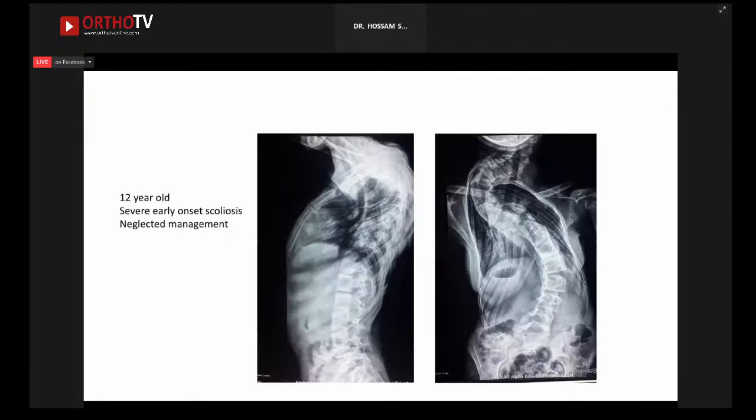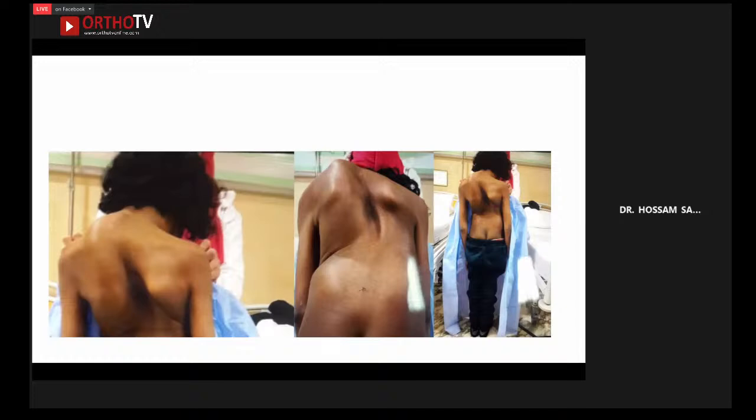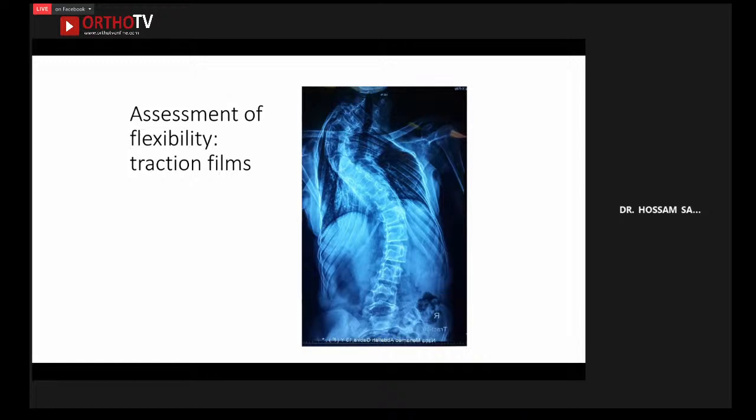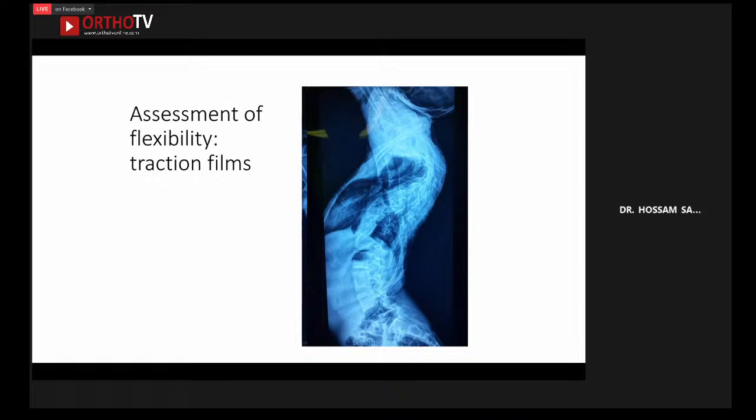This is a 12-year-old with severe early onset scoliosis, neglected management, a very high cervicothoracic curve. You can see a horrible deformity causing unacceptable appearance at all. And this is the traction films, shows some improvement in appearance, but still with the very severe deformity despite the traction.